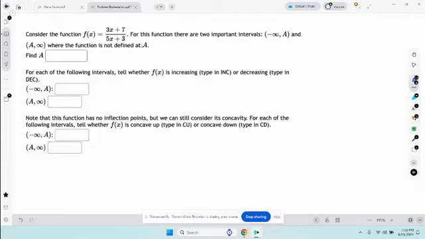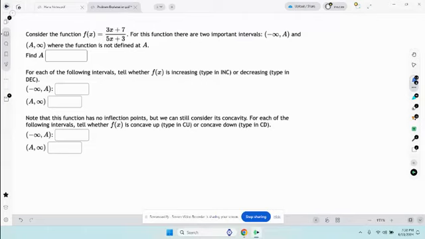Okay, so this says consider the function f of x equals (3x plus 7) over (5x plus 3). For this function, there are two important intervals, one being from negative infinity to some number a, and from that number a to positive infinity, where the function is not defined at a. So when we have a rational function like this, a function with a denominator, it's not defined for any values that make the denominator 0.